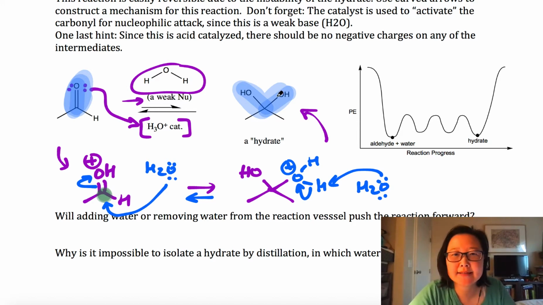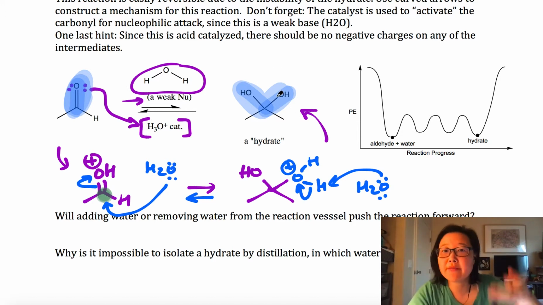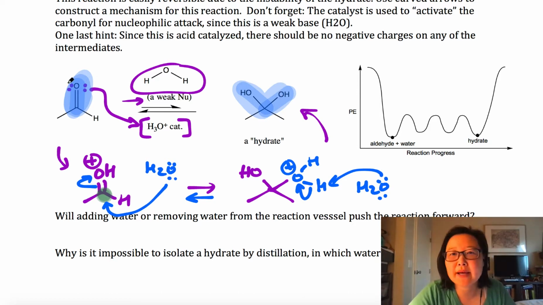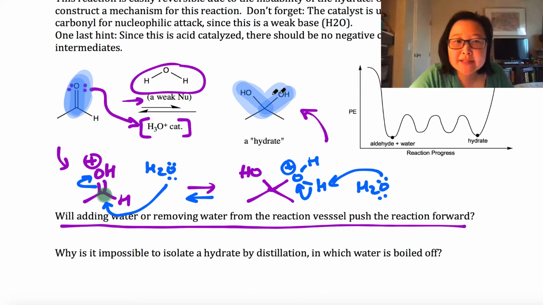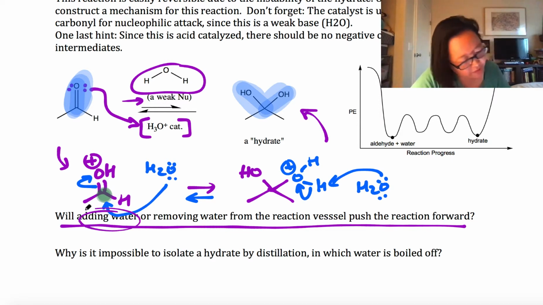If you dry it, put in a drying agent or boil off the water, it will drive the reaction back the other way. And you can see that their potential energy is similar. But to get over these steps, small delta G's, so that's how we do it. But it's reversible. So it really just depends on using Le Chatelier to manage which side of the equilibrium to favor. Will adding water, removing water, push the reaction forward? Well, to push the reaction forward, we want more water. So we want to add water to push it forward.